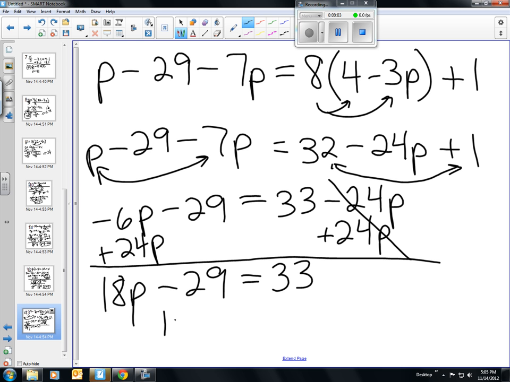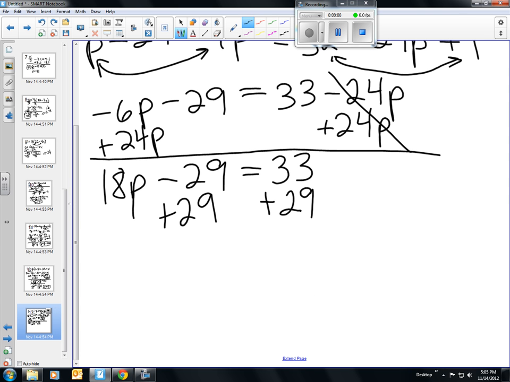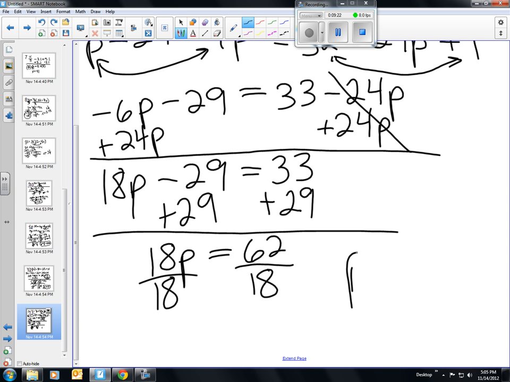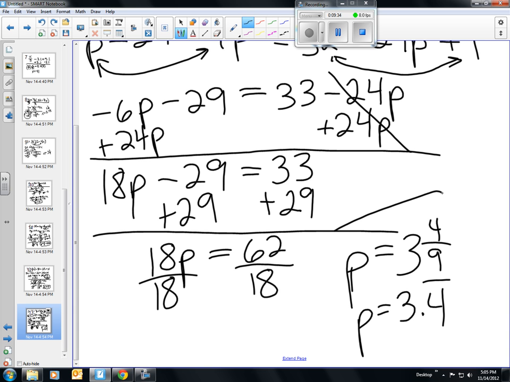Then you would want to add 29 to both sides. And we're going to say that 18p is equal to 62. And then we would want to divide by 18 on both sides, so that p equals 3 4/9 as a mixed number. But if we wanted to put that as a decimal, we would say 3.4 repeating. So 3.4 repeating, or 3 4/9. One of those two answers would work.